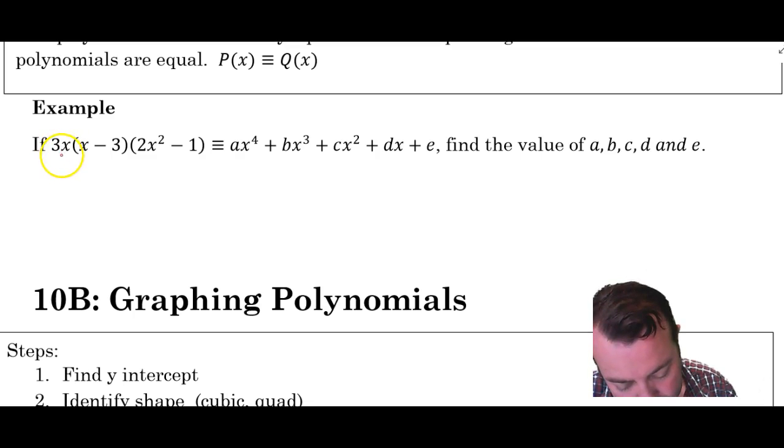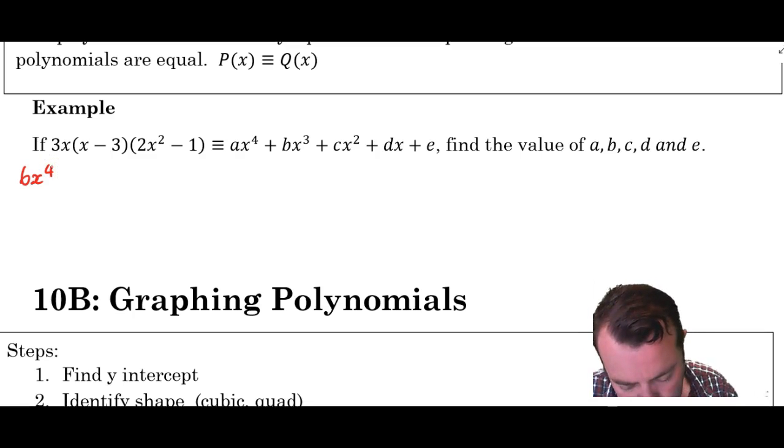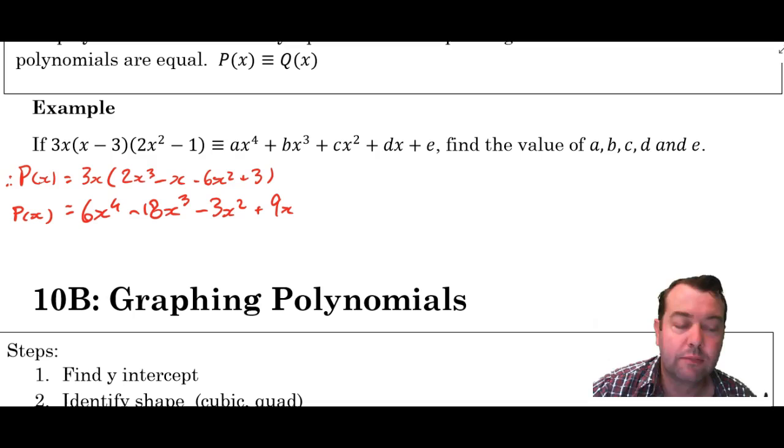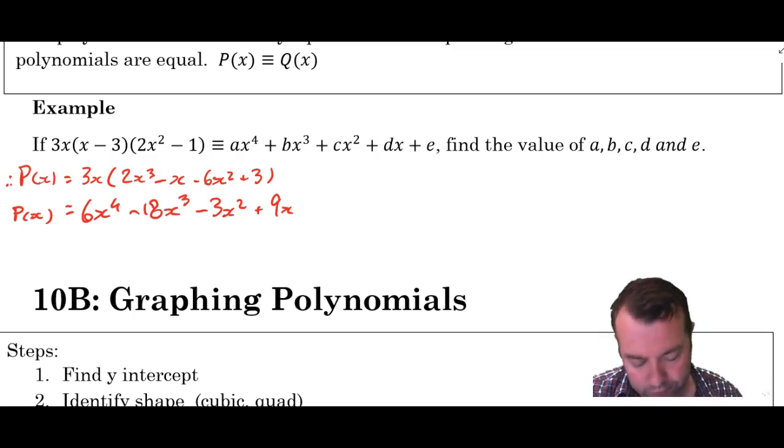So I've got 3x by x will give me 3x squared, times 2x squared will give me 6x to the 4. Now, oh no, actually that's not going to work that well. Hang on. Okay, as you can see here, when I expand that out, I get 6x to the 4 minus 18x cubed minus 3x squared plus 9x. Now, if I know that's identically equal to ax to the 4 plus bx cubed plus cx squared plus dx plus e, then a equals 6.